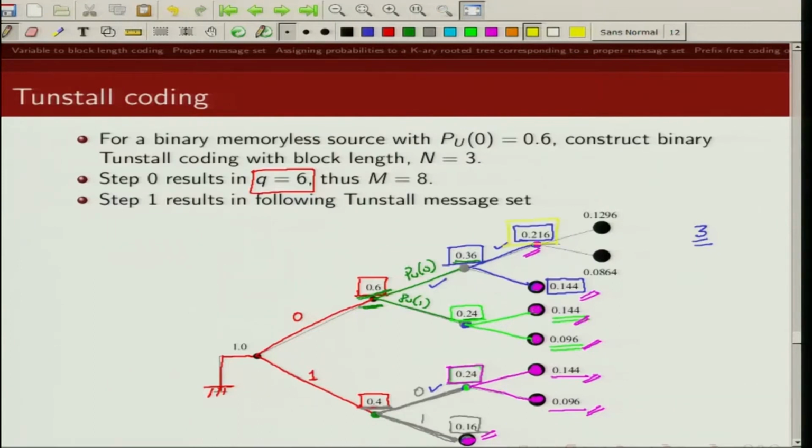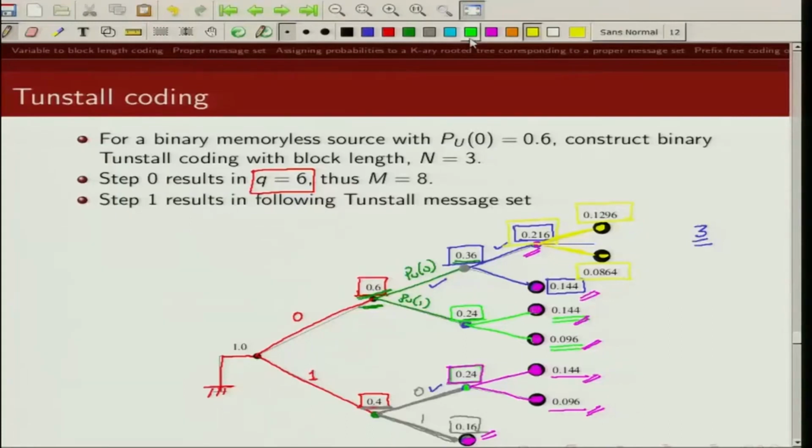So I'll extend this. And this has probability 0.216 into 0.6, that is given by 0.1296, and this is 0.216 multiplied by 0.4, which is 0.0864. So I have done the sixth extension of this extended root. So this is my proper message set.